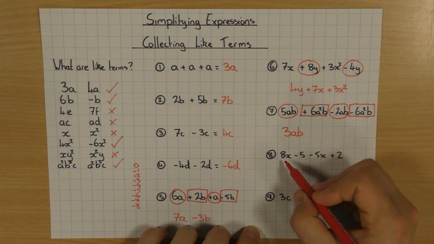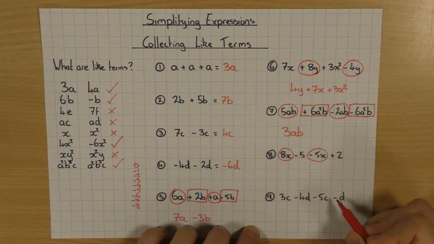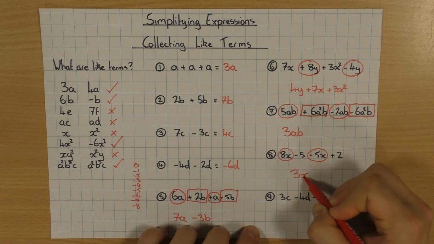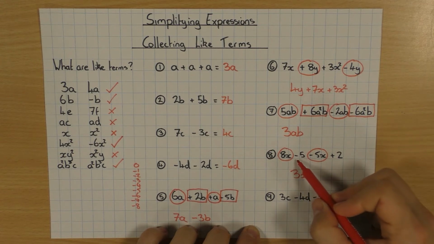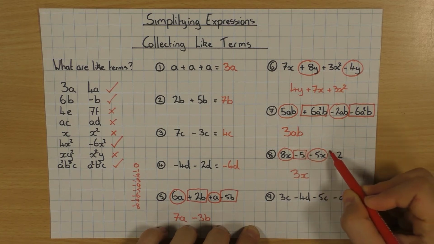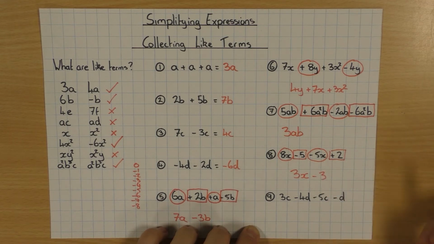Example 8 then. Again, I've got my 8x minus 5x, so 8x, take away 5x, leaves me with 3x. And then I've got some numbers here, which is not a problem, we can simplify them, so minus 5, and I just add 2, which gives me minus 3.